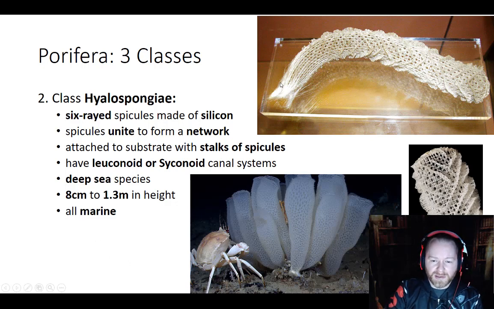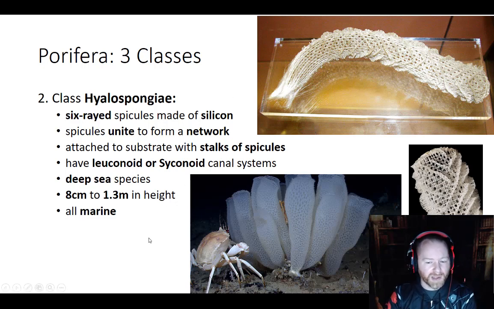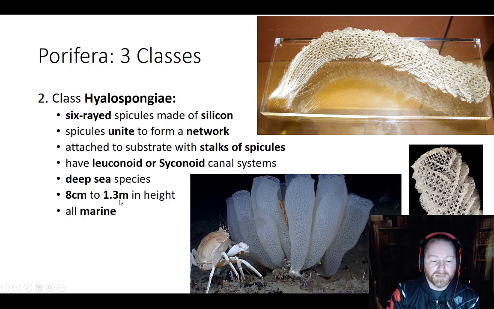So it's thought that this system of having this interlocking network of these silica spicules is to help combat the intense pressure at lower depths. So this helps keep them upright, essentially, so that they can filter feed better. They can be anywhere from 8 centimeters, which is pretty short, to 1.3 meters, which is actually pretty tall.